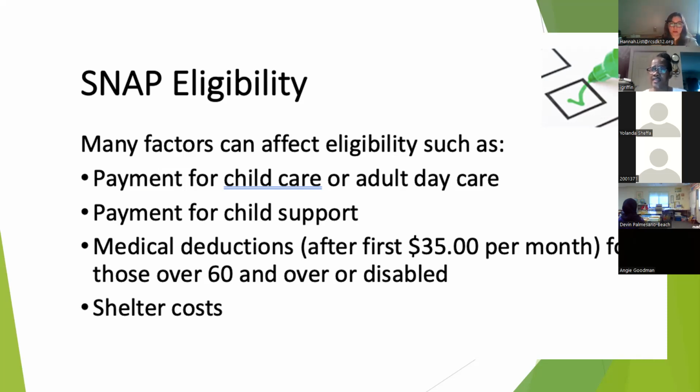what are your expenses coming out of pocket, such as daycare, adult daycare, payment for child support, medical deductions after the first $35. So if you have prescriptions, your copay, and it's more than 35. So these are some of the factors that we use when we do budgeting for SNAP.